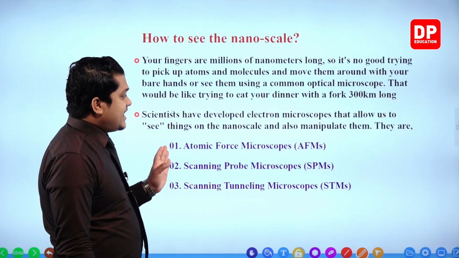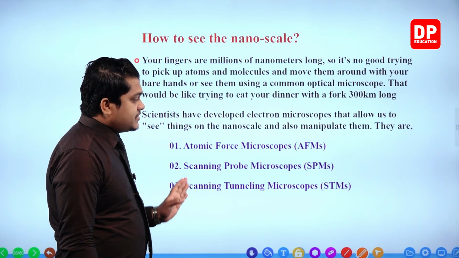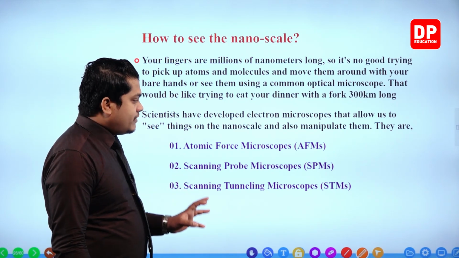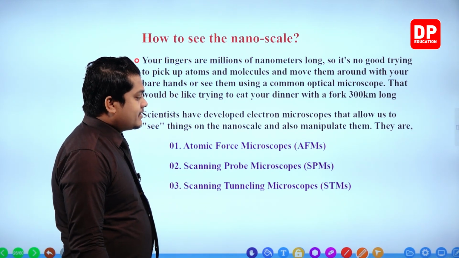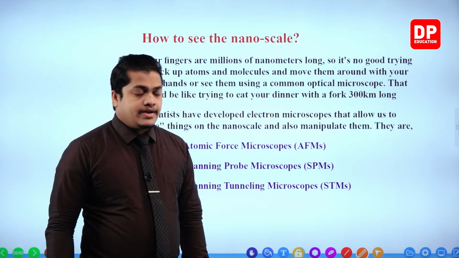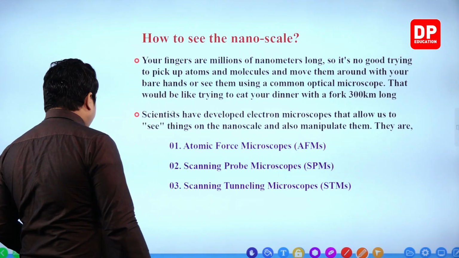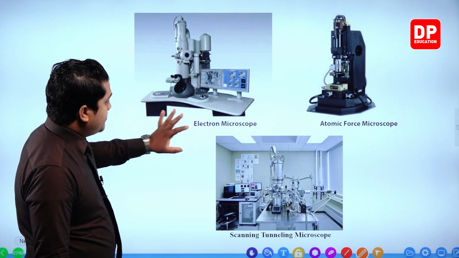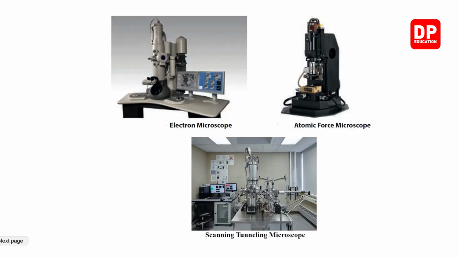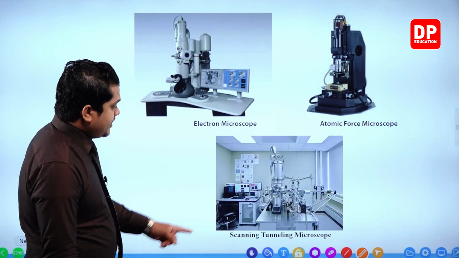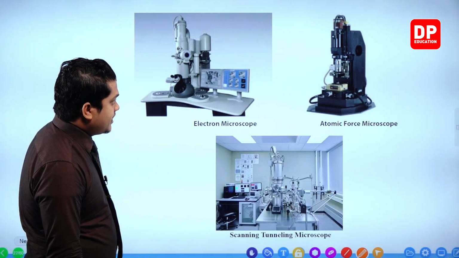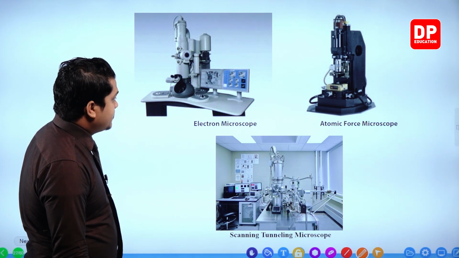So the first one is AFMs, the second one SPMs, the third one STMs. Atomic force microscopes, scanning probe microscopes, scanning tunneling microscopes. Right then. Here is given the first and foremost image, the electron microscope. Then you can observe over there the atomic force microscope. Then here you can observe the scanning tunneling microscope. So these are the images of these special kinds of microscopes.